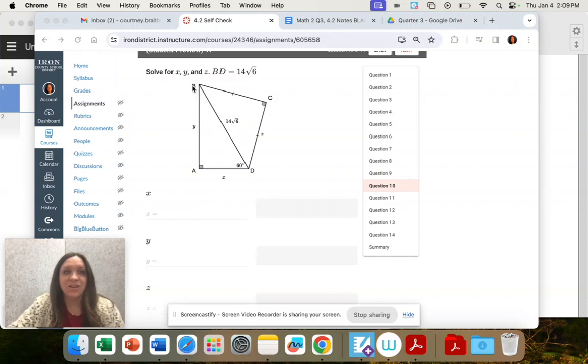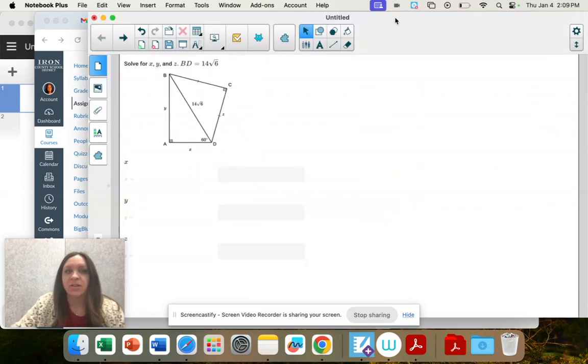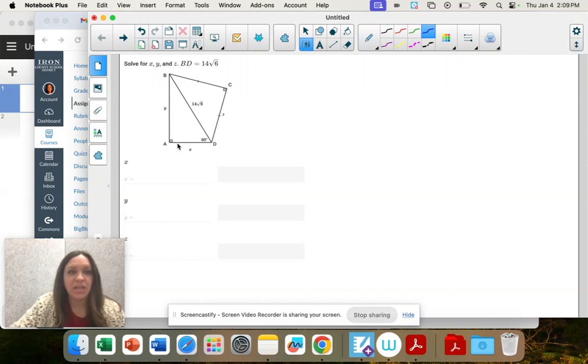Question 10, solve for x, y, and z, and we're given b to d is 14 square root of 6. So first thing, I can see that we have a 30, 60, 90 triangle. So here's 30, there's our 60, 90. And we're given the hypotenuse.